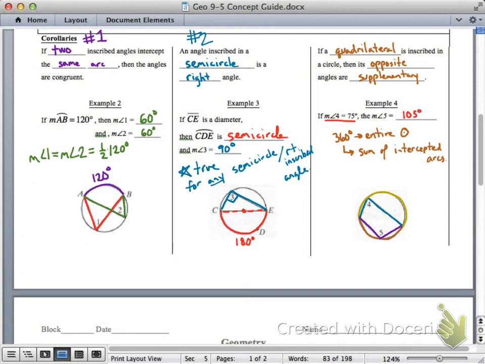If we know that angle 4 is equal to 75, then angle 5 and angle 4, these two angles, are supplementary. If this is 75, this has got to be 105. They have to add up to 180 together because they intercept, put together, an entire circle. But the corollary itself simplifies this idea. If a quadrilateral is inscribed in a circle, the opposite angles are supplementary. So these angles over here are also supplementary.